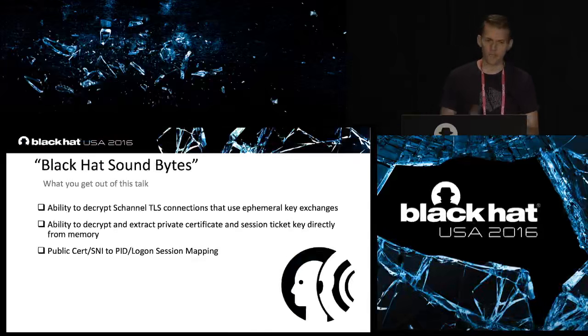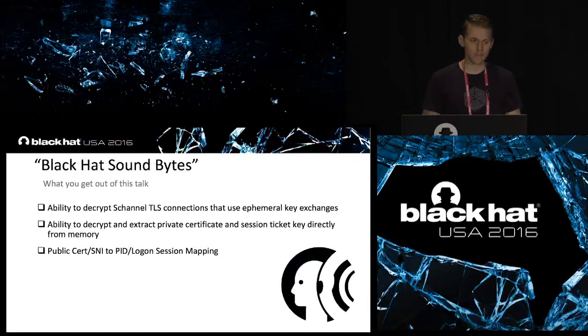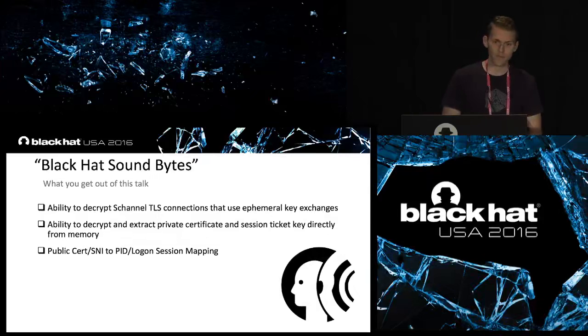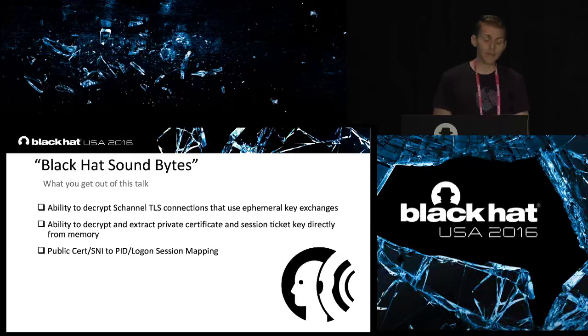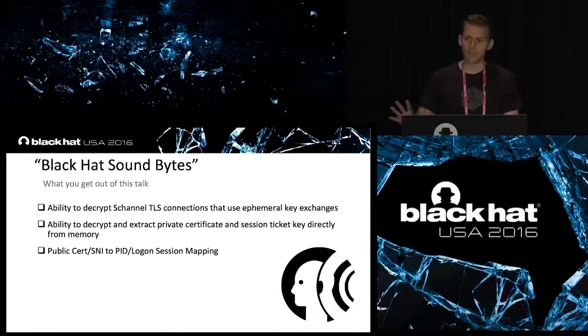So what are you going to get out of today? Well, I just mentioned it. The big thing is we're going to be able to decrypt TLS sessions that use ephemeral key exchanges by analyzing Windows memory. The other cool thing is we're going to be able to pull private keys and session ticket keys out of memory in Windows as well. So that's kind of neat. And then from a forensic perspective, we're going to be able to map public certificates and server name indicators, and we'll explain why that's kind of cool and important, to process IDs and login sessions.